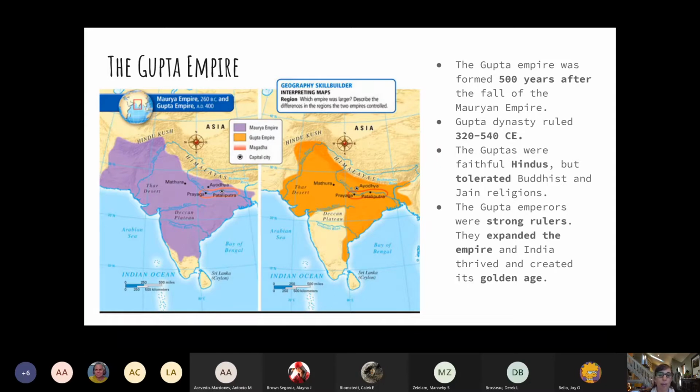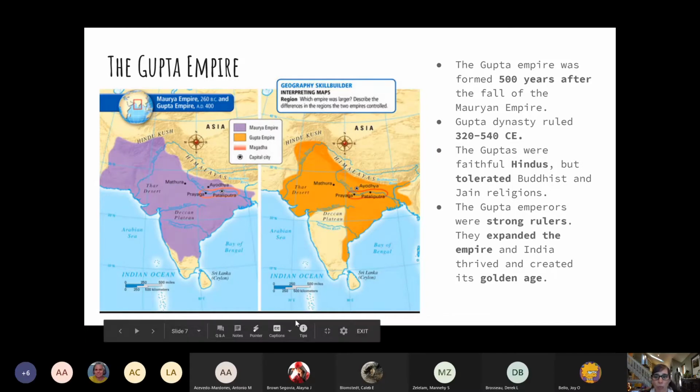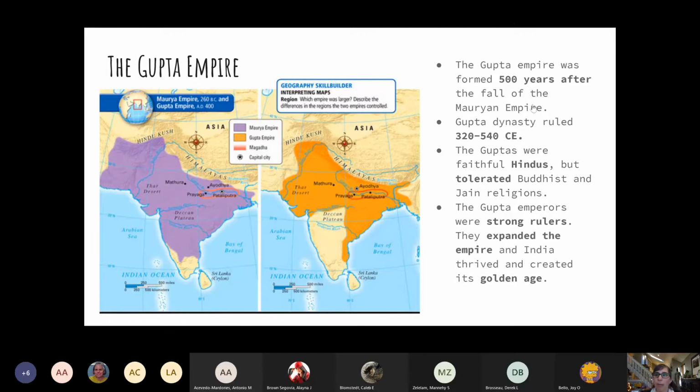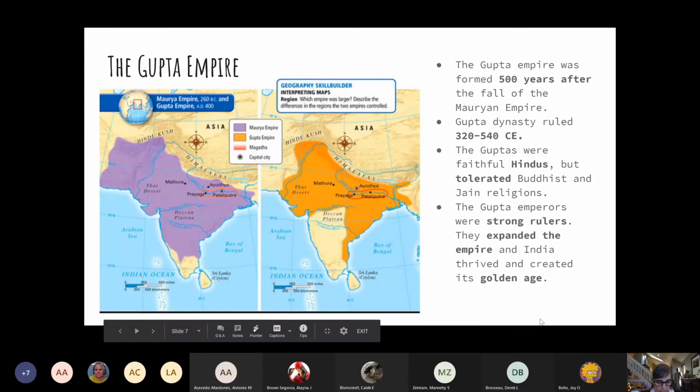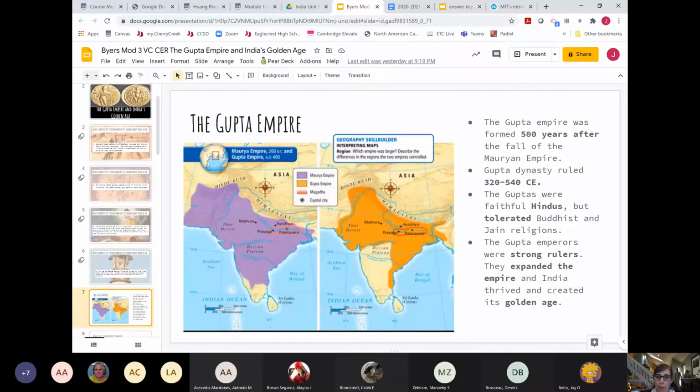They're very similar in a lot of ways, but separate and different religions. The Gupta emperors, and this is really important, the Gupta emperors were really strong rulers. They were really organized, and they were really good at ruling. Okay, so that makes a big difference in what we're going to talk about next. Because they were good rulers, they were good administrators, and they ruled well.